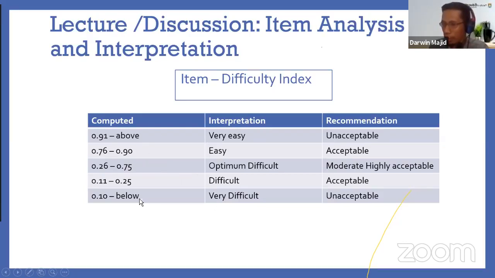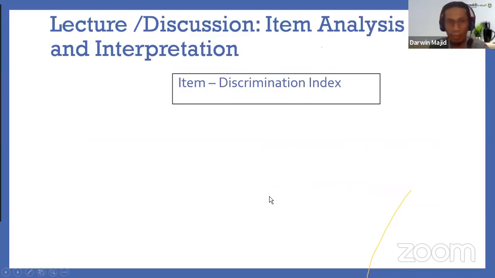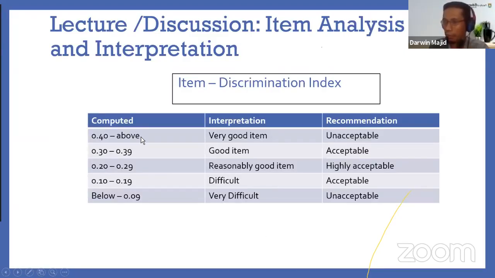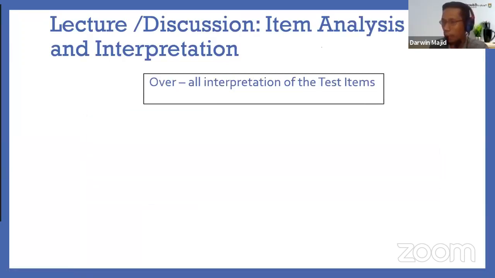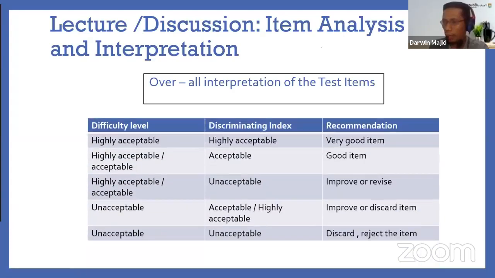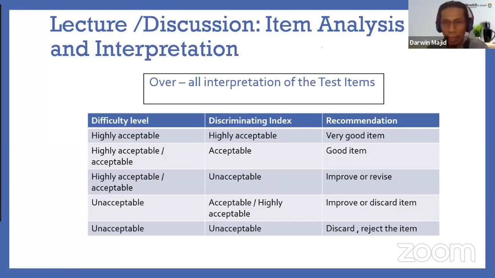Okay? So we will be able to see, okay, item difficulty index. This is our interpretation. Okay? Next, item discrimination index. Okay? Don't worry po, ibibigay ko po sa inyo yan. Sinimplify ko na po siya para hindi po tayo mahirapan. Then we have the overall interpretation of the test items. Ito na po yung pinagsama na natin yung difficulty level, the index of difficulty, and the discriminating index.